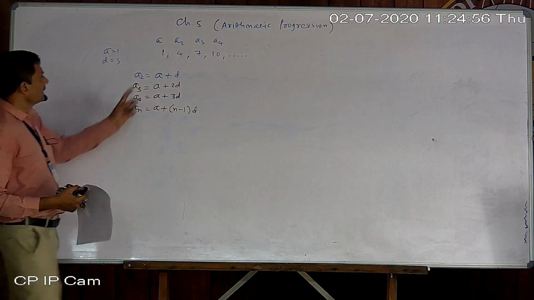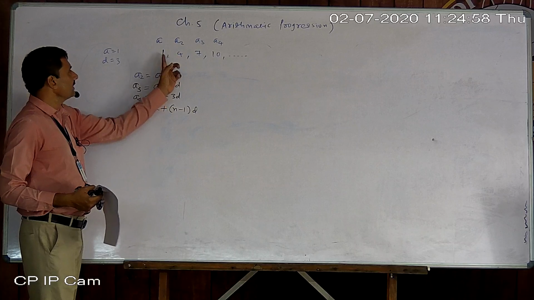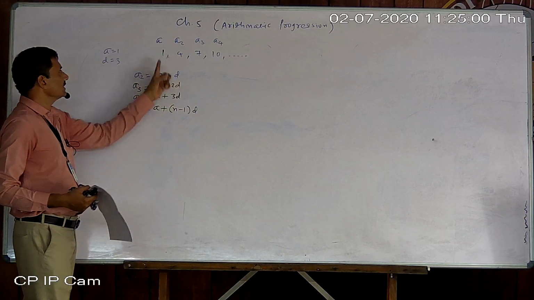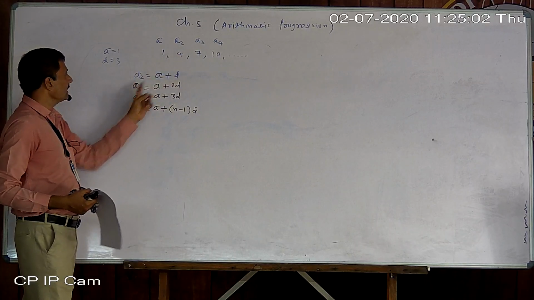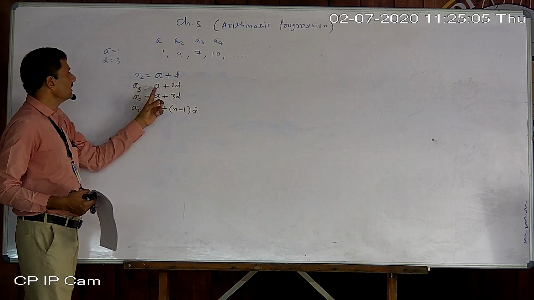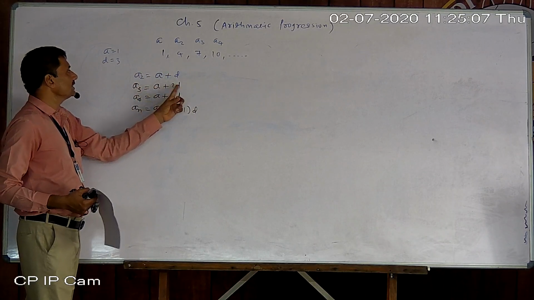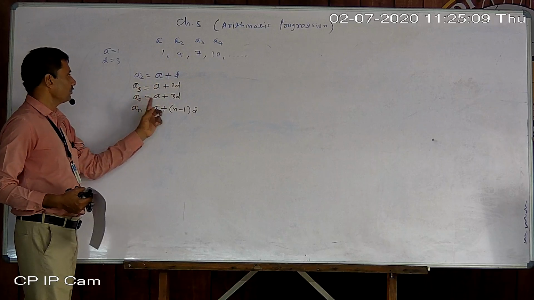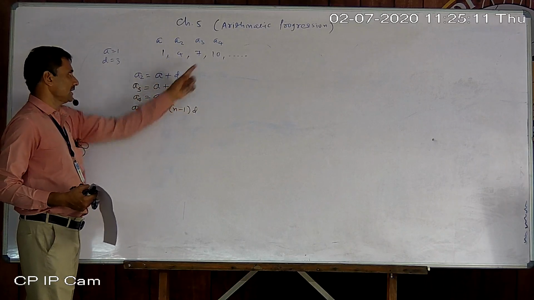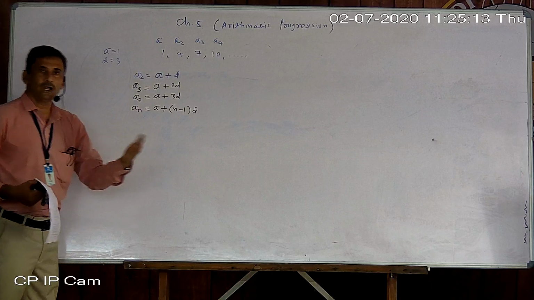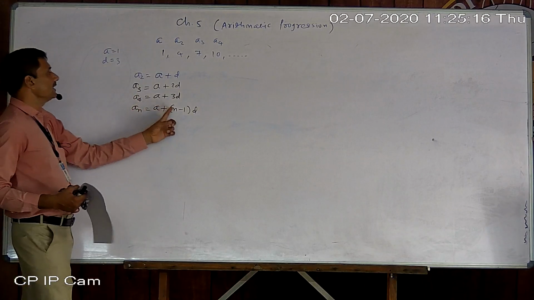Okay, a2 equals a plus d. We just verify here: a1 plus 3, so 4 we got. Now a3, why 7? Because 1 plus 2 3s are 6, 7. a4, 1 plus 3 3s are 9, 10. So if you want to find the nth term, then it will be n minus 1 d.